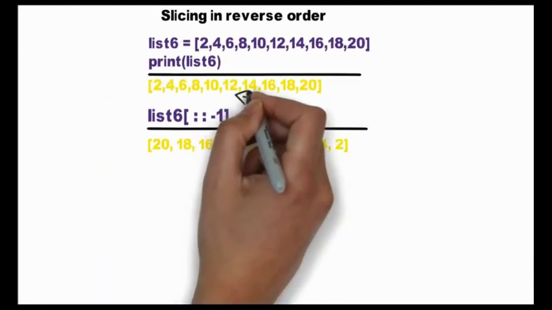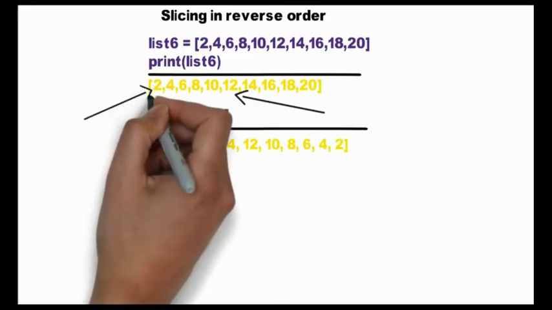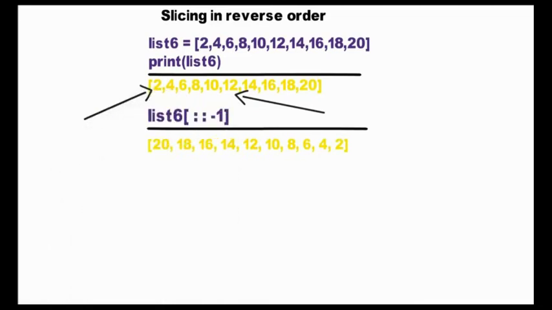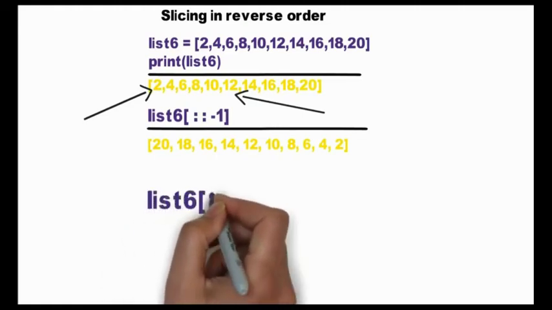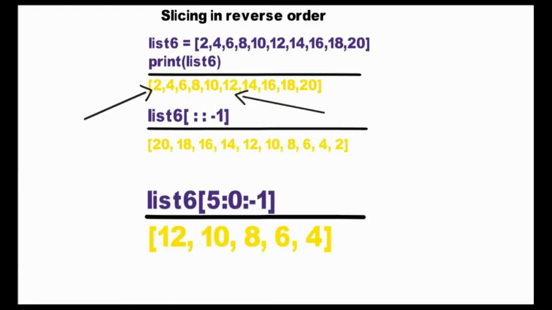In the next example we will slice the elements from index 5 to index 0 in reverse order by writing something like list6[5:0:-1]. And yes, the element at index 0 will not be fetched.